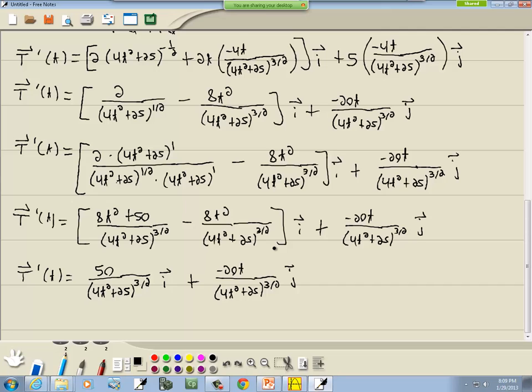T prime of t is equal to 50 over 4t squared plus 25 to the 3/2 power i plus negative 20t over 4t squared plus 25 to the 3/2 j. And let me just double check something here real quick before I wipe out that page. 4 plus 25, 29 to the 3/2. Okay, I think that looks okay.